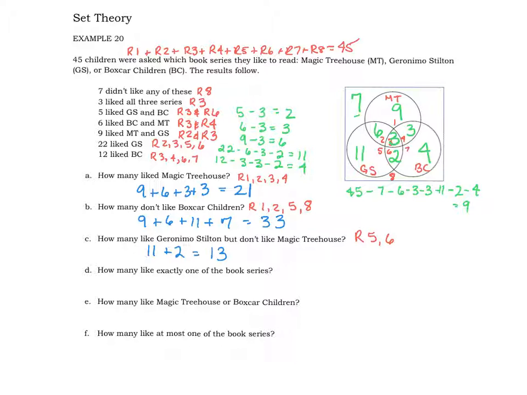How many like exactly one of the book series? So regions 1 and 5 and 7 are the regions where they only like one of those books. So we will be adding 9 plus 11 plus 4.